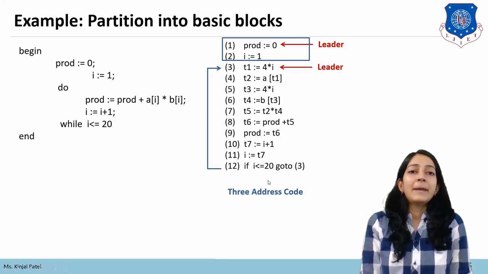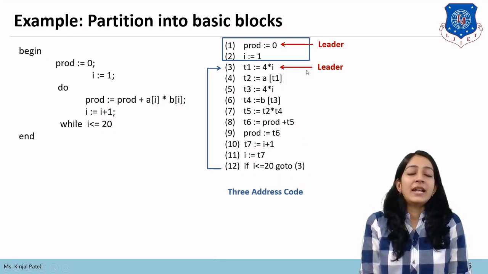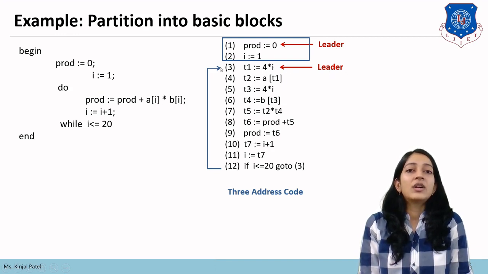Now step 2. Step 2 says that starting from a leader, the statements until the next leader comes will be added to one basic block. Here the first statement is a leader and the third statement is a leader. So until the third statement comes, statements 1 to 2 will be in one basic block. So statements 1 and 2 form one basic block, which we define as block B1.